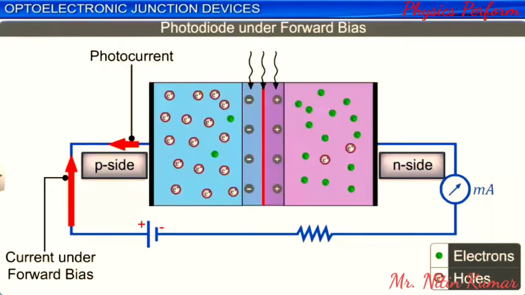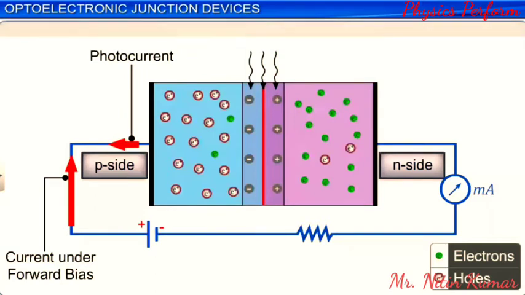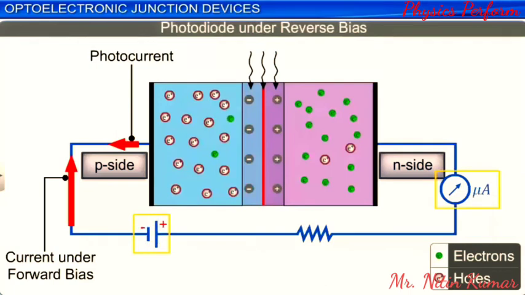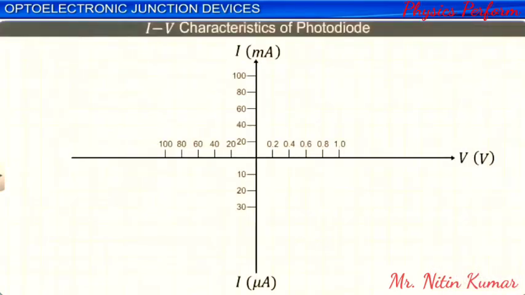However, the change in the magnitude of the photocurrent with the intensity of the incident light can be measured when a small current flows through the diode under reverse bias. Thus, a photodiode is always operated under reverse bias. The IV characteristics of a reverse-biased photodiode for different intensities of incident light are shown here.